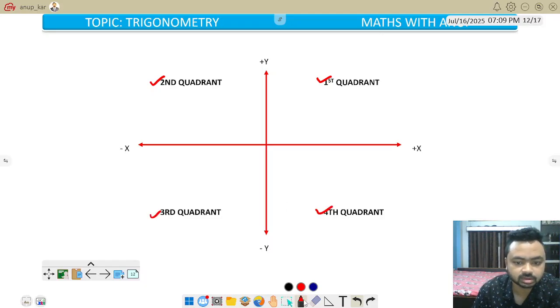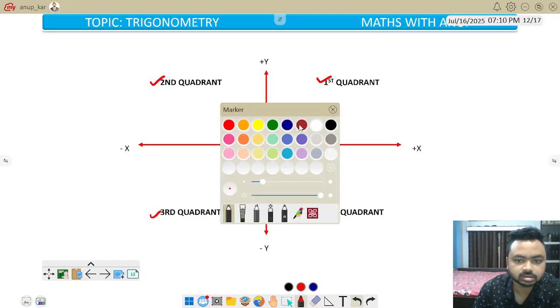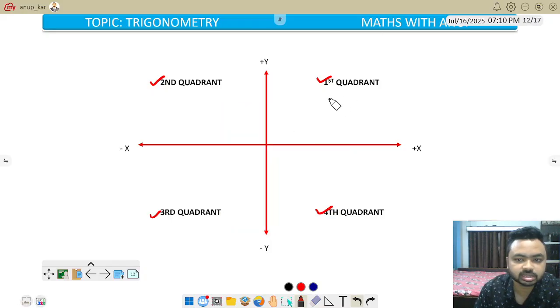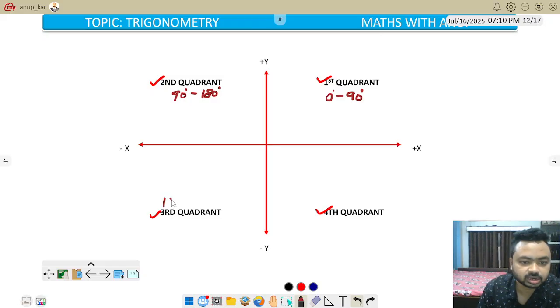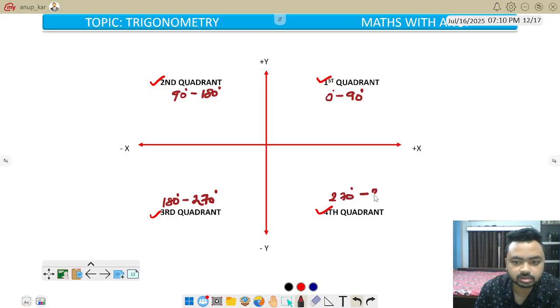So the first quadrant is where the value lies between 0 degree to 90 degree. Here the second quadrant value is 90 degree to 180 degree. This is my 180 degree line. This is basic stuff. Here it will be 180 to 270 degree, and here it will be 270 degree to 360 degrees.